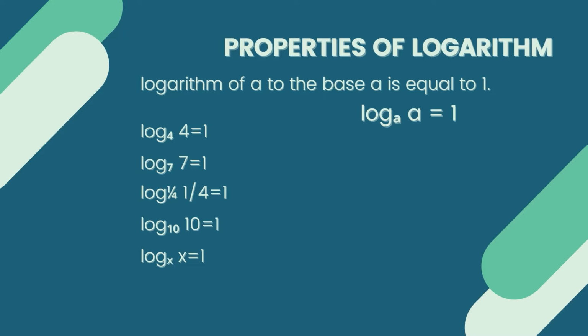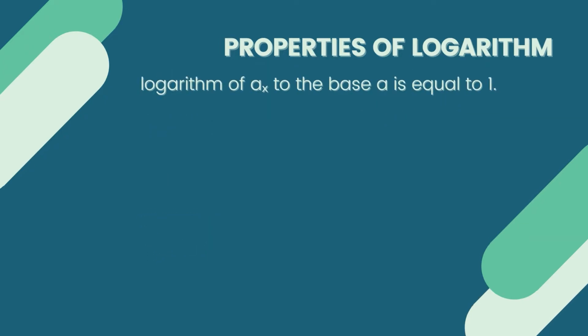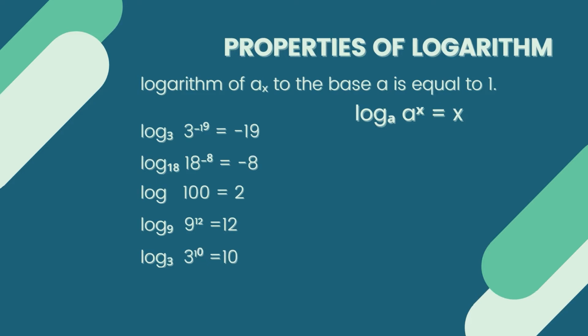Logarithm base x of x equals 1. The logarithm of a to the power of x to the base a is equal to x. In symbols, that is log base a of a to the power of x equals x. For example, logarithm base 3 of 3 to the power of -19 equals -19. The logarithm base 18 of 18 to the power of -8 equals -8.